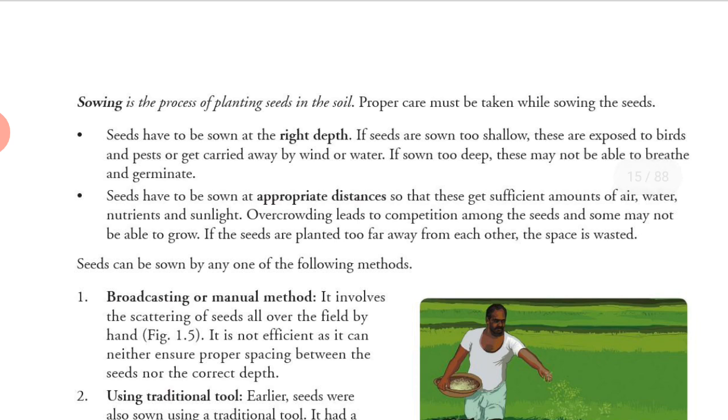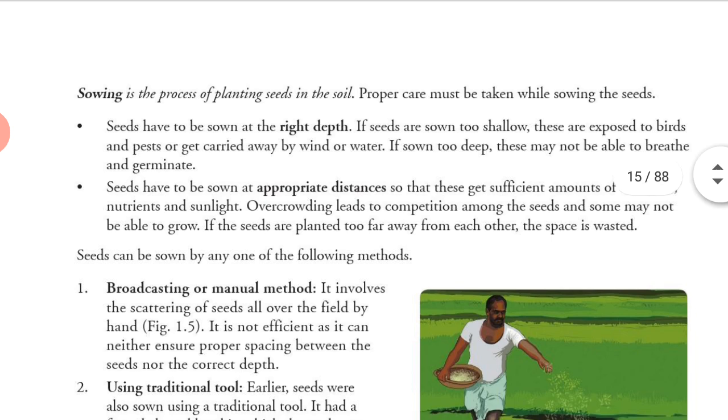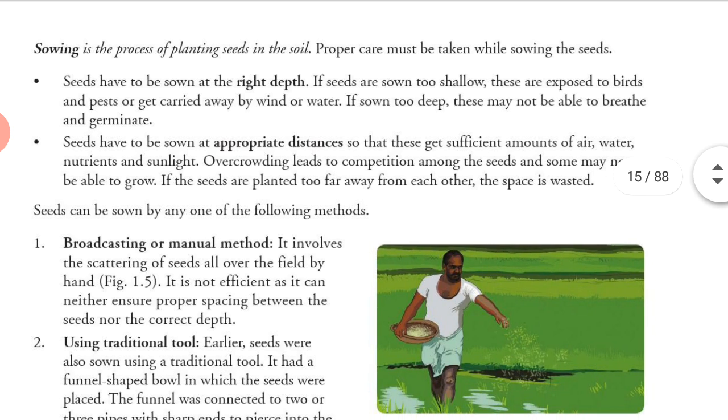Now, sowing is the process of planting seeds in the soil. Proper care must be taken while sowing the seeds. Seeds have to be sown at the right depth. First thing, not too shallow. If seeds are sown too shallow, they are exposed to birds and pests, or get carried away by the wind or water. If too deep, they may not be able to breathe and germinate.